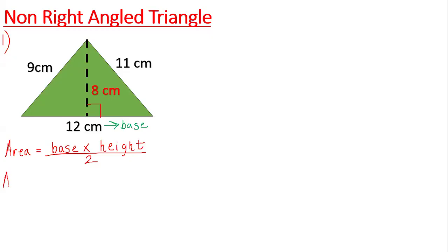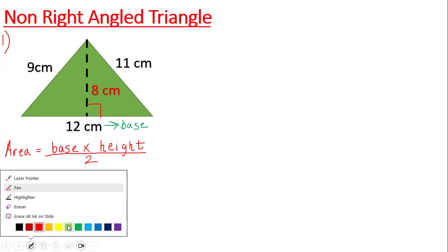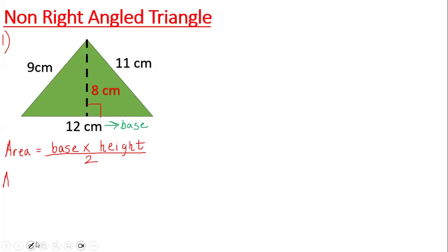All right, so we know what our base is. We know what our height is. So let's label it properly. The base is 12 centimeters. The height is what is the height, class? The height is what? 8. The height is 8 centimeters. Very good.